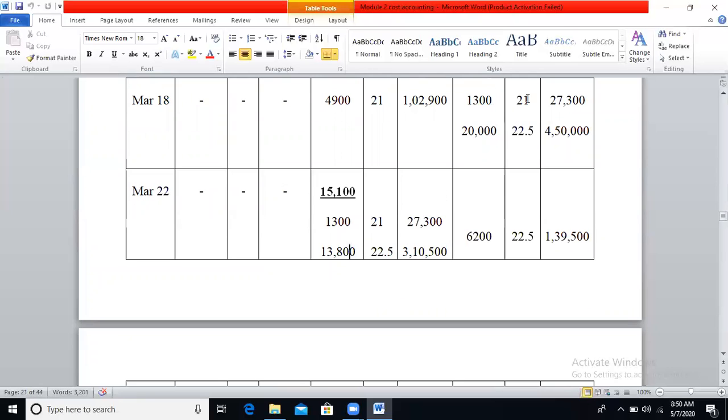So after completion of this, you will move on to the next batch of units, that is 20,000 units. Out of 20,000, I need only 13,800 units. The price will be 22.5. So 13,800 into 22.5, if you multiply these two, you will get 3,10,500. So out of 20,000 units, if you issued 13,800 units, the remaining balance quantity will be 6,200 units at rupees 22.5. So the total value will be 1,39,500.